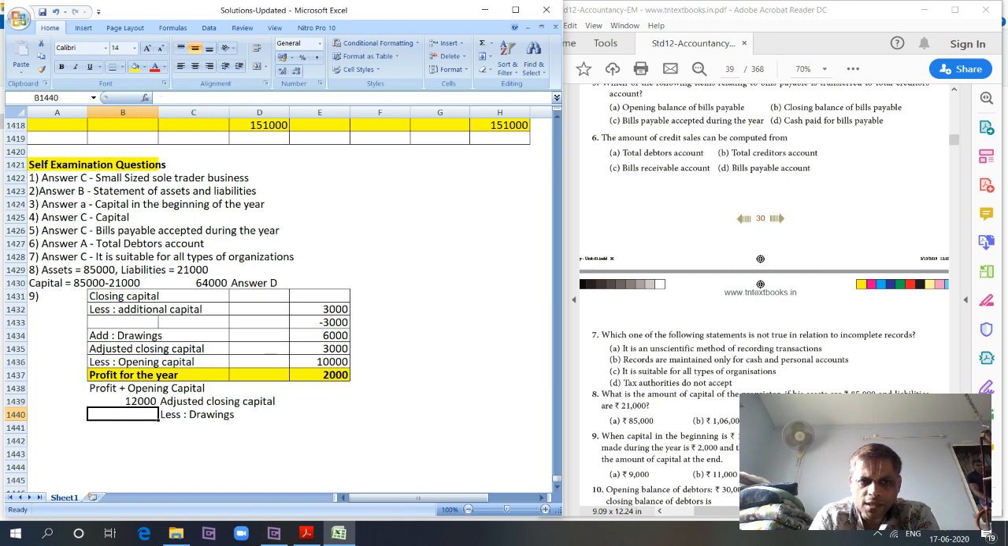What is drawings made during the year? 6,000, right? Then we have to add additional capital. What is additional capital? 3,000. So closing capital is equal to 9,000. Answer A.